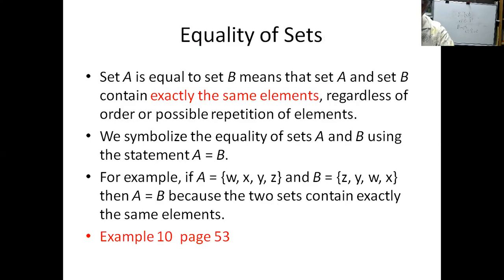Example 10. Please look at your textbook, example 10, page 53. You have set A: 4, 8, 9. It's asking, is it equal to the other one, 8, 9, 4? Yes, because they contain the same elements. Now look at set B. On one side you have 1, 3, 5. On the other side you have 0, 1, 3, 5. So no, they are not equal. The second set has 0, which the first one doesn't have. 0 is a number, all right?